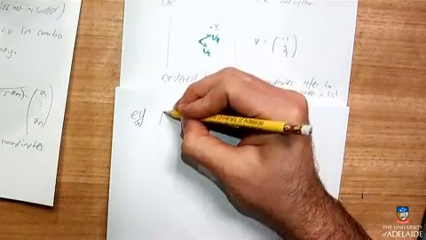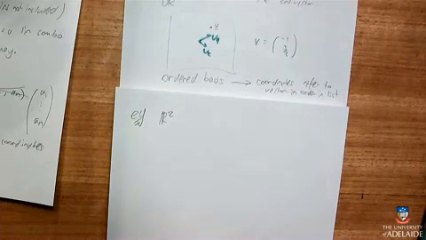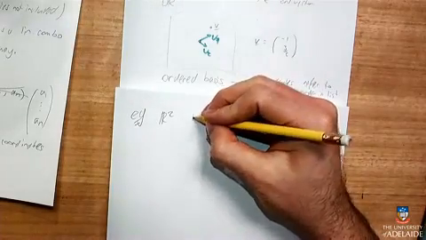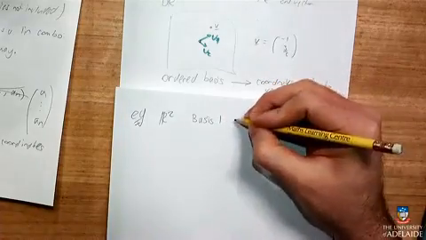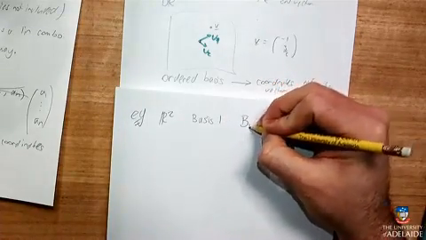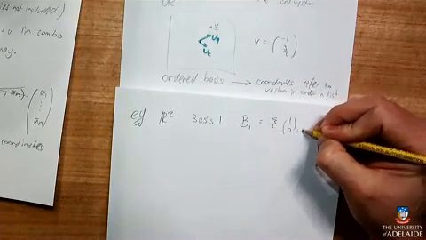But I'm just going to do R2 as normal. And we're going to have two bases. We've got our standard basis, basis 1, which I will call B1, is my standard basis. It's 1, 0 and 0, 1.